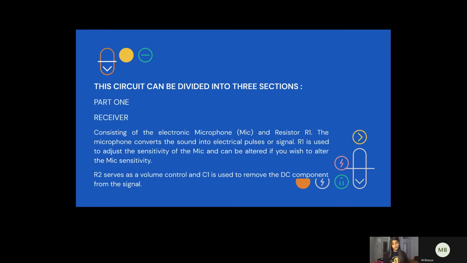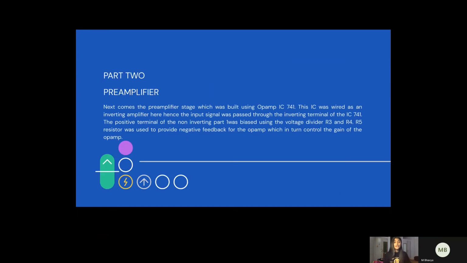The circuit, as shown in the figure, has been divided into 3 sections. Part 1 is the receiver end of the circuit, which consists of the electronic microphone, resistor R1, resistor R2, and capacitor C1. The microphone converts the sound into electrical pulses, as explained before. R1 is used to adjust the sensitivity of the mic. R2 serves as volume control for the circuit, and the capacitor C1 is used to remove the DC component from the signal. Part 2 of this circuit is the preamplifier.